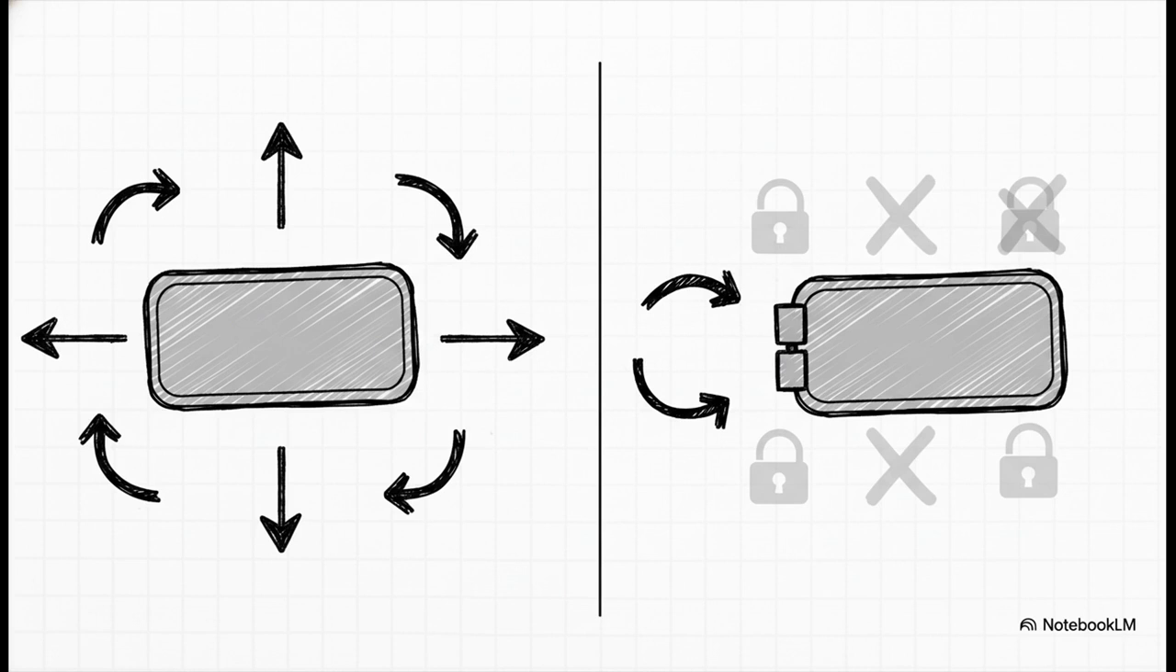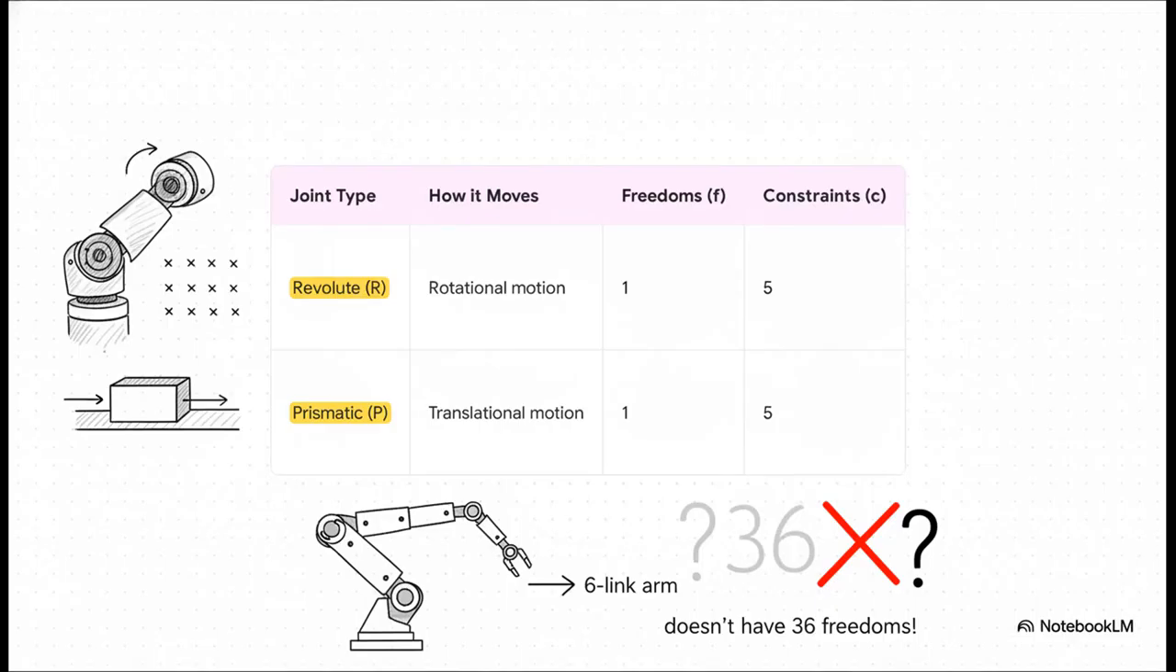The joint forces it to follow a very specific path, and in doing so, it removes most of those 6 potential freedoms we just talked about. And what's so cool about this slide is how it spells it all out. Take a look at a revolute joint, which is really just a fancy word for an elbow or a hinge. It allows 1 degree of freedom, rotation. That means it's imposing 5 constraints. It's forbidding the link from moving in all those other 5 ways.